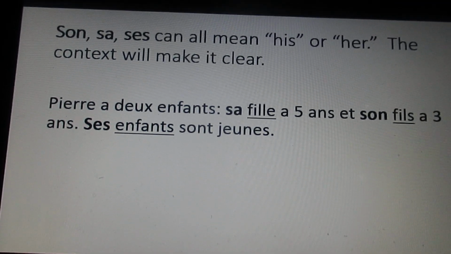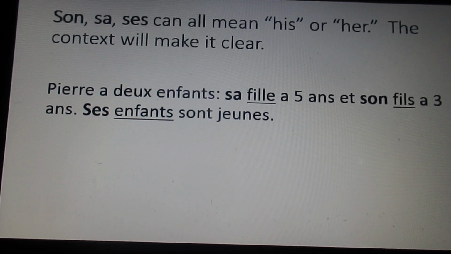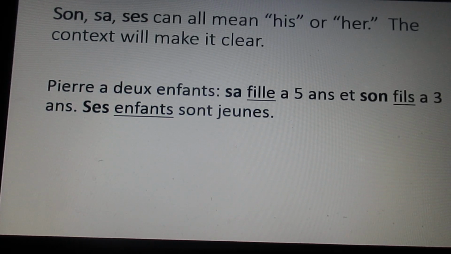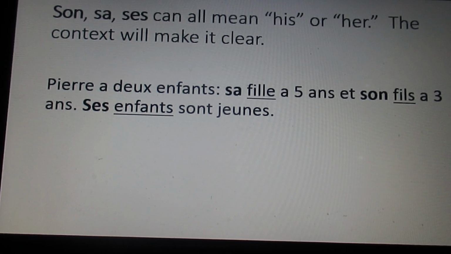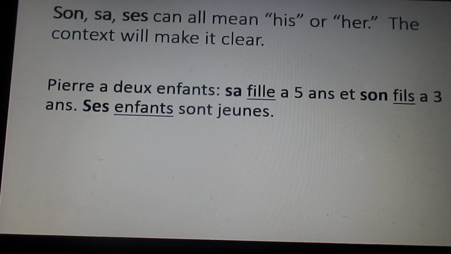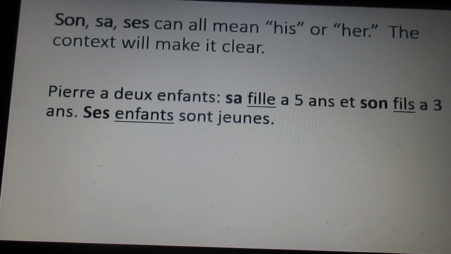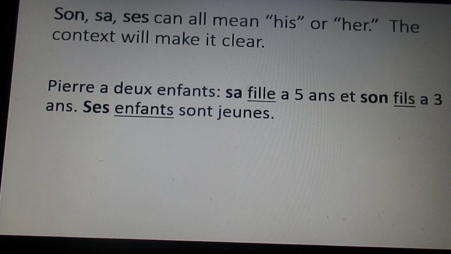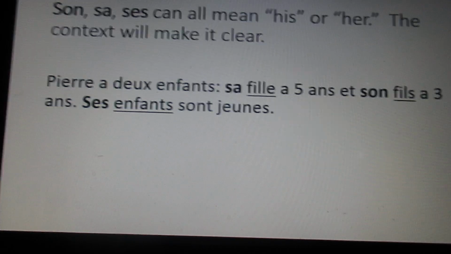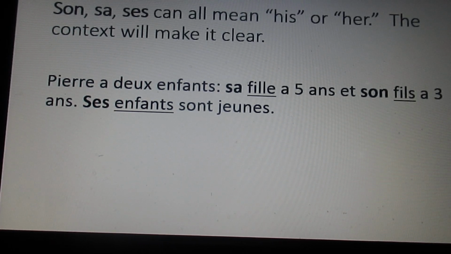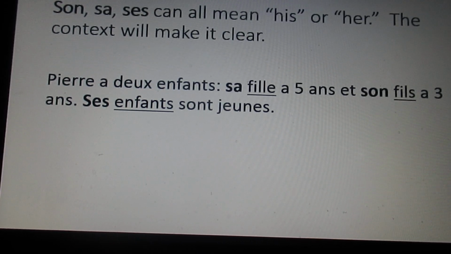Now, son, sa, and ses can all mean his or her. The context is what makes it clear. So if Pierre a deux enfants, right? He has two children. Sa fille a 5 ans et son fils a 3 ans. Ses enfants sont jeunes. So sa fille, and we're going to know that it's his daughter, right? Because we said Pierre. Pierre a deux enfants. So we're talking about his children. Sa fille, his daughter. Et son fils, his son. Ses enfants, his children. So in this case, they're all meaning his, and we can tell that by the context of the sentence.